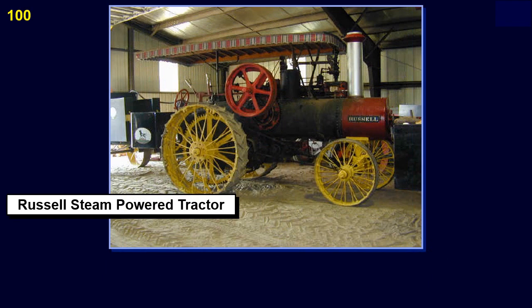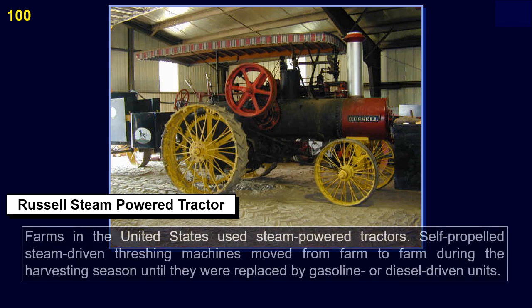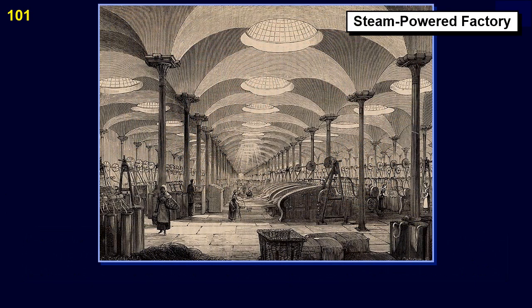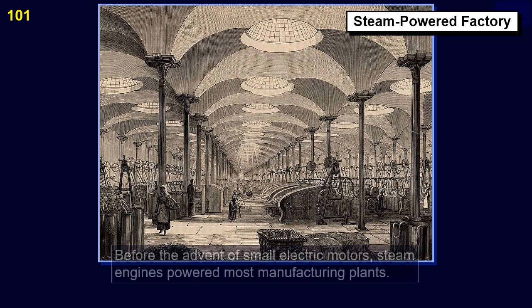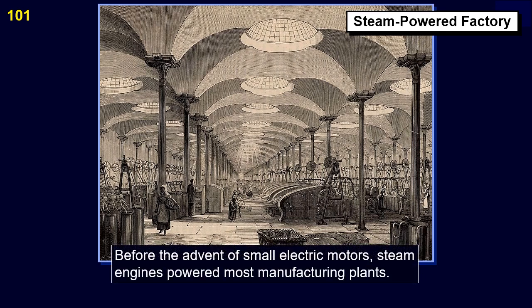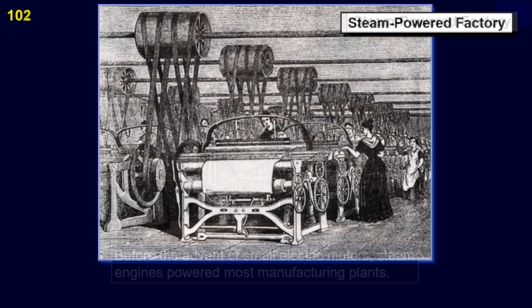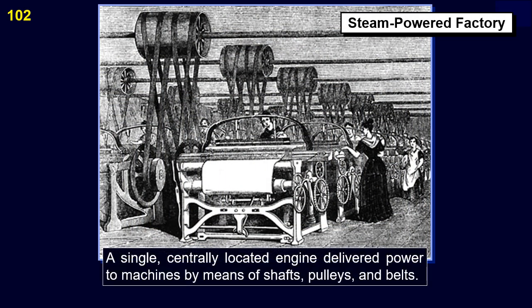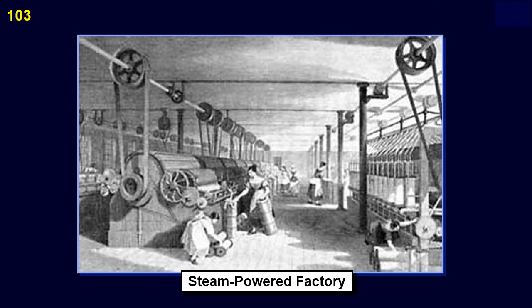Farms in the United States used steam-powered tractors. Self-propelled steam-driven threshing machines moved from farm to farm during the harvesting season until they were replaced by gasoline or diesel-driven units. Before the advent of small electric motors, steam engines powered most manufacturing plants. A single, centrally located engine delivered power to machines by means of shafts, pulleys, and belts. This is a picture of a steam-powered factory.